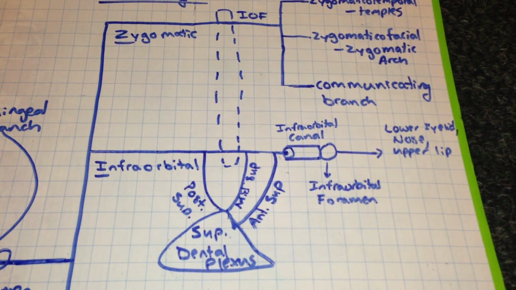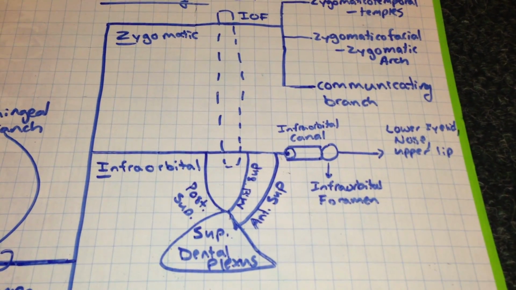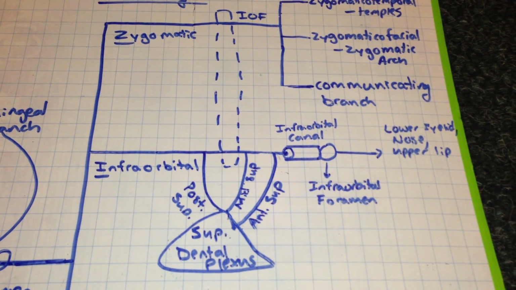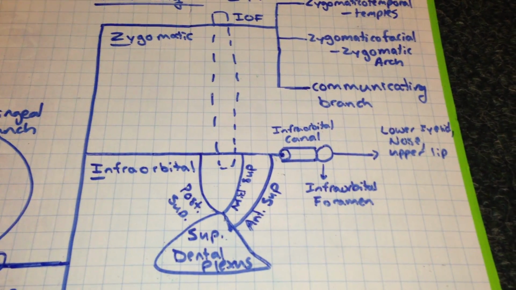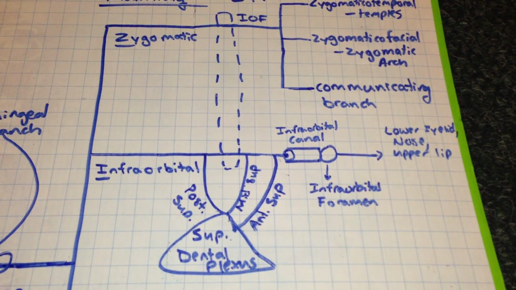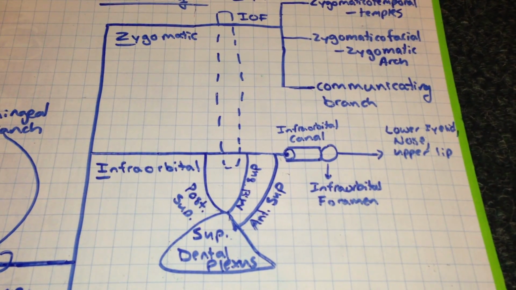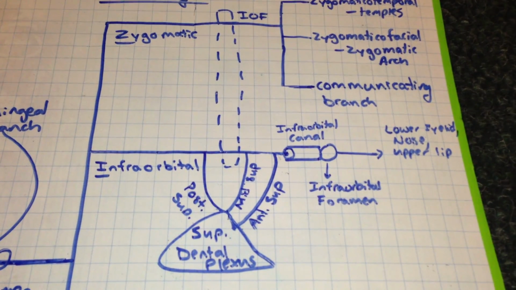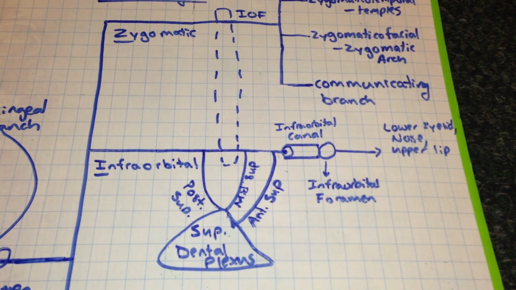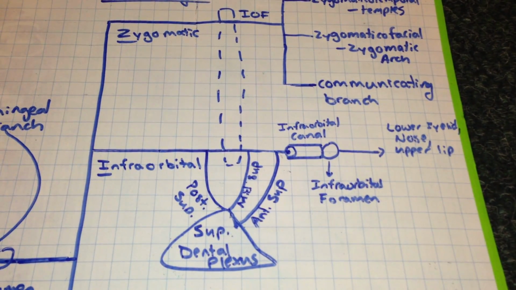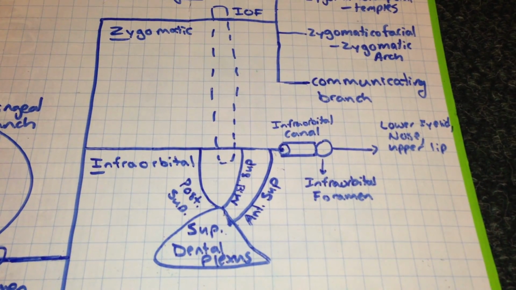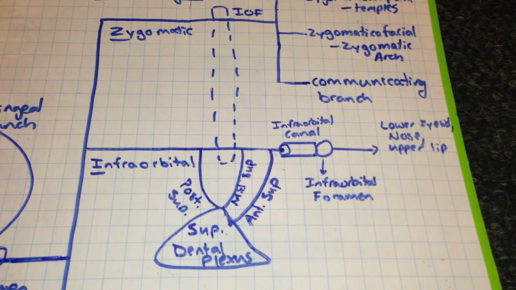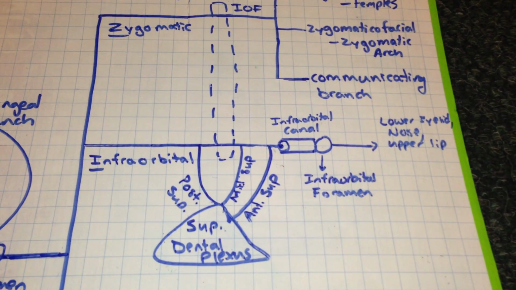And then once the infraorbital has given off the superior dental plexus, it's going to enter the infraorbital canal and come out through the infraorbital foramen to innervate your lower eyelid, your nose, and your upper lip. Okay? So basically, if you think about the supraorbital, it's going to be from the upper eyelid to the forehead, and the skin between the lower eyelid and the upper lip will be innervated by the infraorbital.